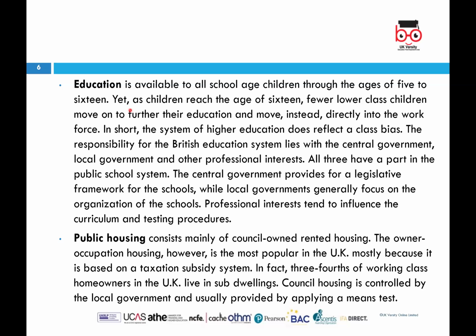The responsibility for the British education system lies within the central government, local government, and other professional interests. So all three have a part in the public school system. The central government provides a legislative framework for the school. While local governments generally focus on the organization of the schools, their professional interests tend to influence the curriculum and testing procedures. So the different testing procedures you're aware of, and the different curriculum designing processes also, have an influence on education.